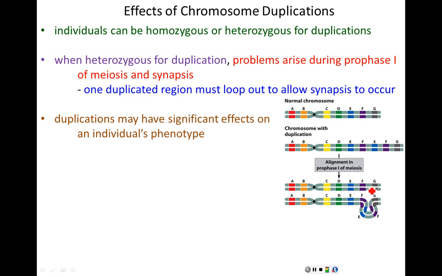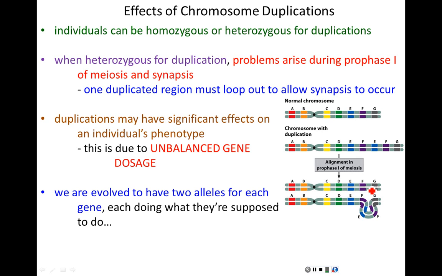Duplications may sometimes have significant effects on the individual's phenotype. This goes back to the initial idea of homeostasis with chromosome number and gene number, and the balancing of all the genes, having the right genes in the right amount, and not having too many or too few. When we have too many or too few genes due to chromosomal rearrangements, we refer to that as an unbalanced gene dosage. Why? Because we're supposed to have a certain dosage of our genes, or a certain amount of our genes, and if we have the wrong amount, then we are unbalanced for that gene amount. So unbalanced gene dosage, the wrong amount of genes in our genome.